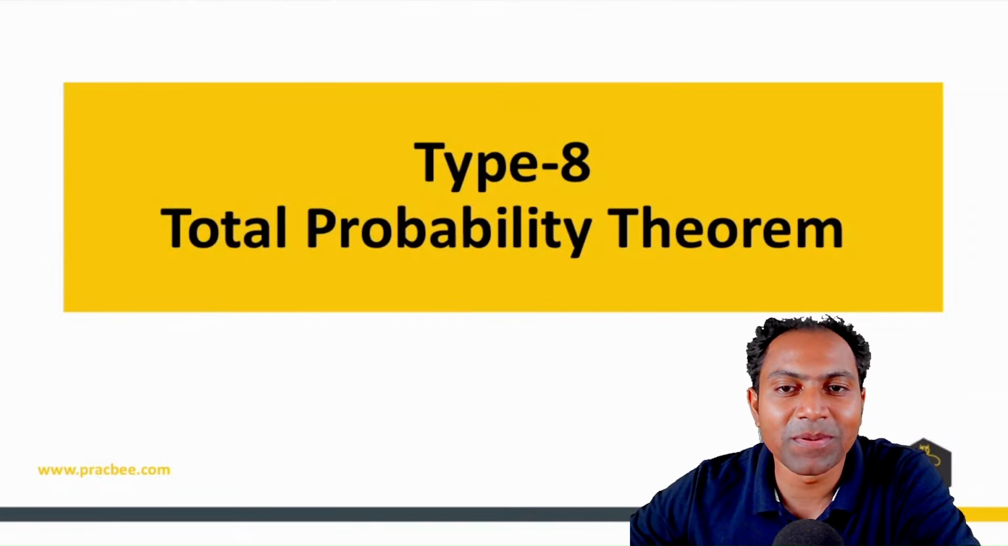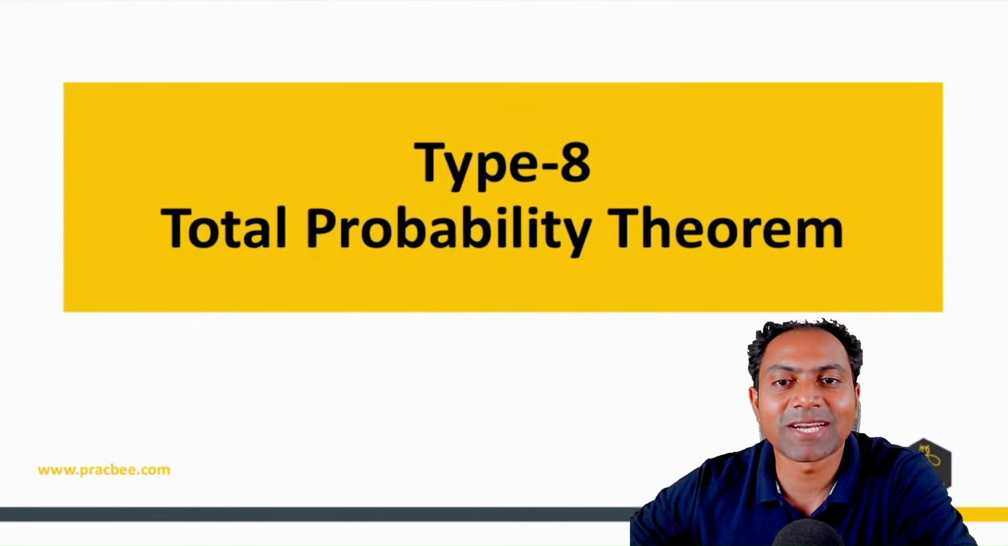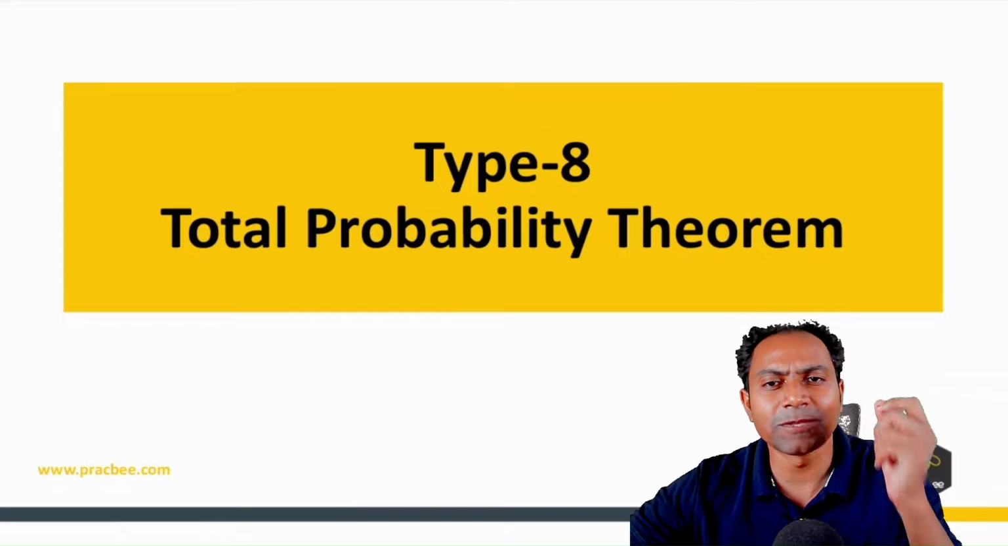Now type 8 problem is nothing but the total probability theorem. So let us first try to understand this theorem using a very simple example.